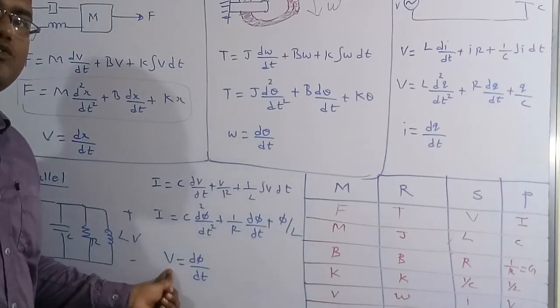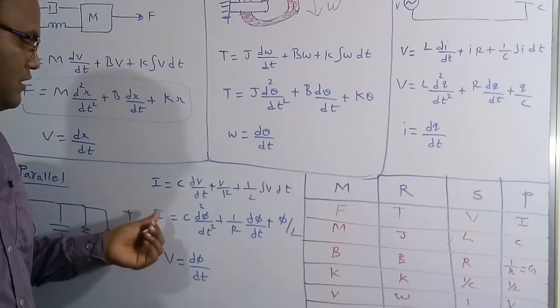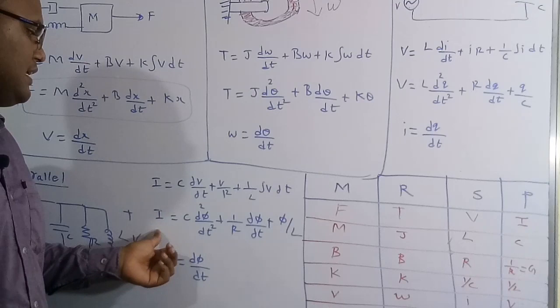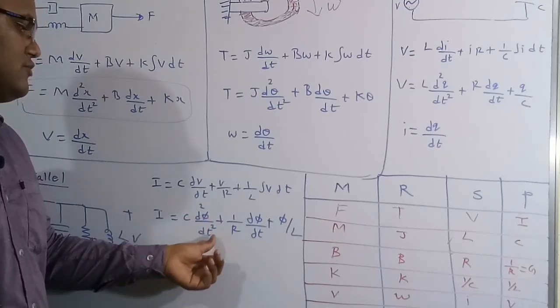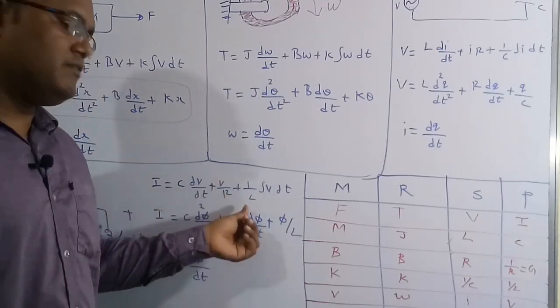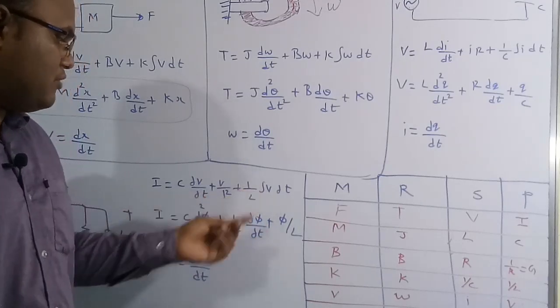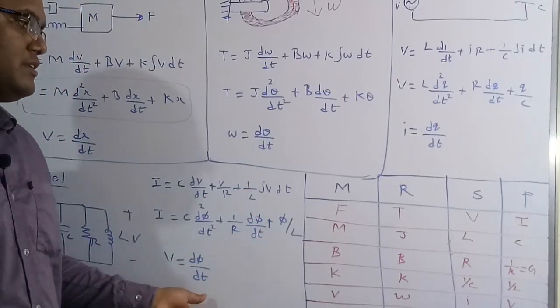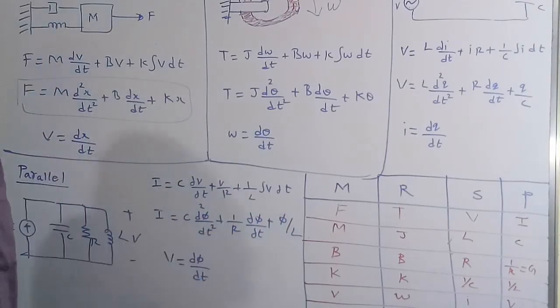Voltage is equal to the rate of change of flux. Therefore in place of V I am going to substitute d phi by dt. So finally I am going to get I is equal to C into d square phi by dt square plus 1 by R into d phi by dt, plus, since voltage is the differentiation of flux, flux will be the integration of the voltage, so phi by L. This is the current expression for the parallel RLC circuit.